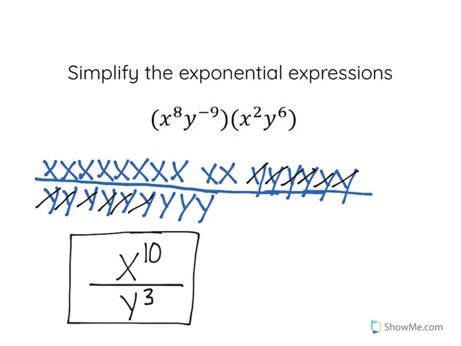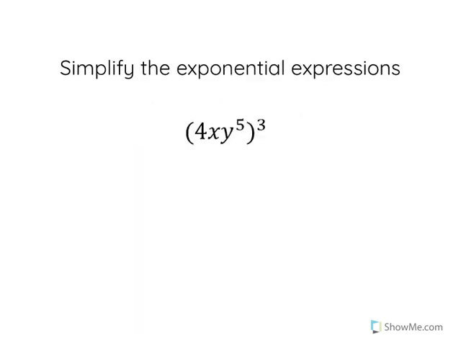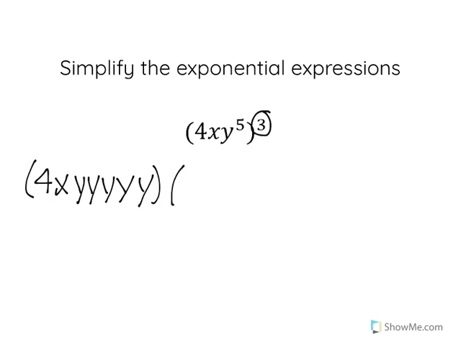Let's take a look at another example. This right here is called the power property because we're taking an exponential expression to a power. So what we're going to do is we're going to expand out our expression. So 4x, and then we have 5y's. But this 3 up here tells me I need to do that 3 times.